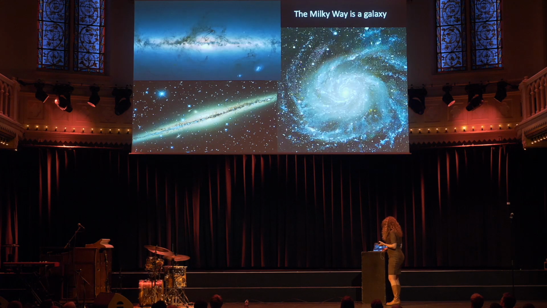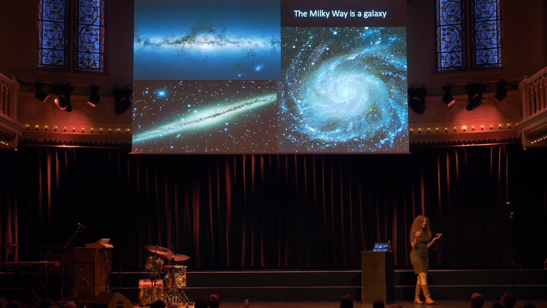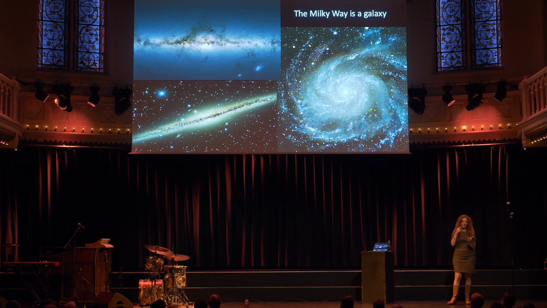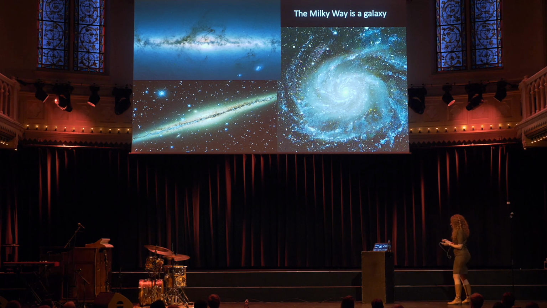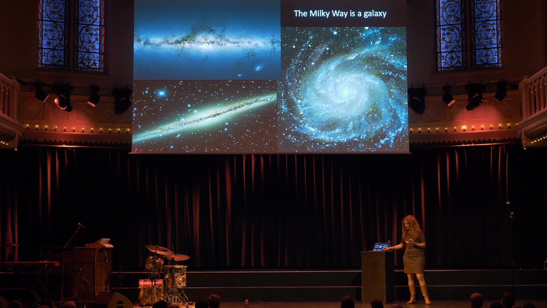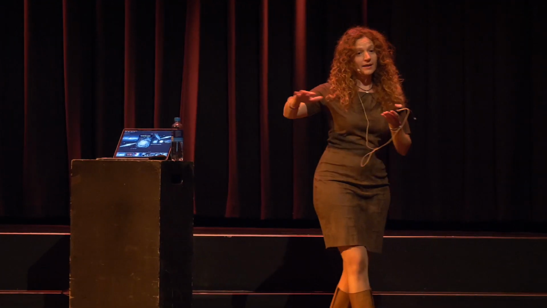So the Milky Way is really a conglomerate of stars, planets, gas, dust, and dark matter. I'm not going to talk about dark matter, but you can ask me later if you're interested. And it forms our galaxy. This conglomerate has a very special geometry. It's like a flattened disk, like a pancake, and we're basically living in that pancake.